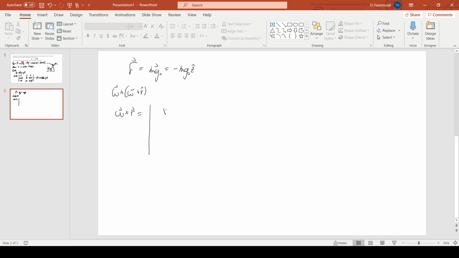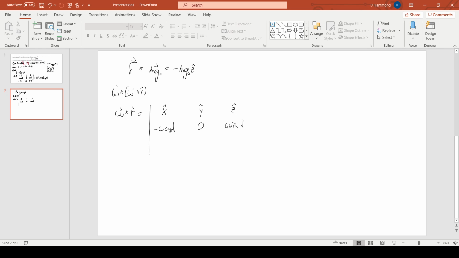We have the x-axis, the y-axis, and the z-axis. Because we're on the surface of the Earth, omega is always negative omega cos lambda in the x direction. There's no omega component in the y direction, and the omega component in the z direction is omega sine lambda.